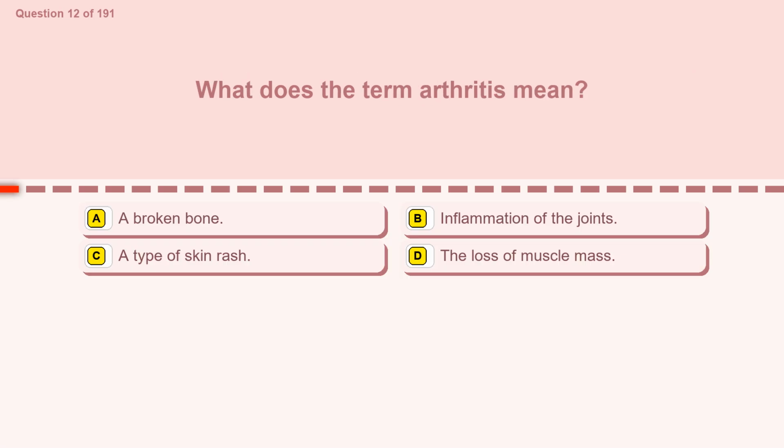Question 12. What does the term arthritis mean? Option A. A broken bone. Option B. The inflammation of the joints. Option C. A type of skin rash. Option D. The loss of muscle mass.